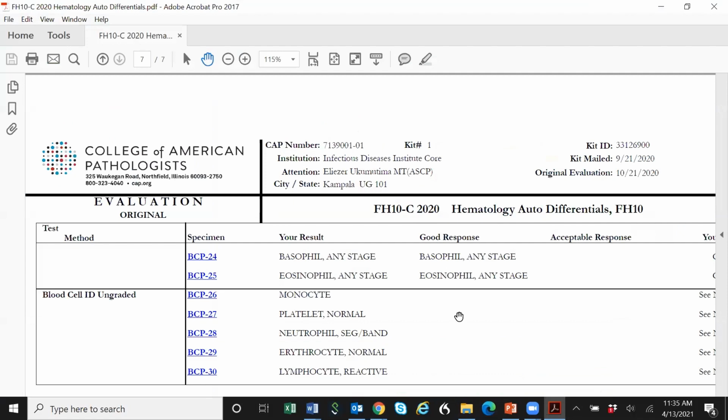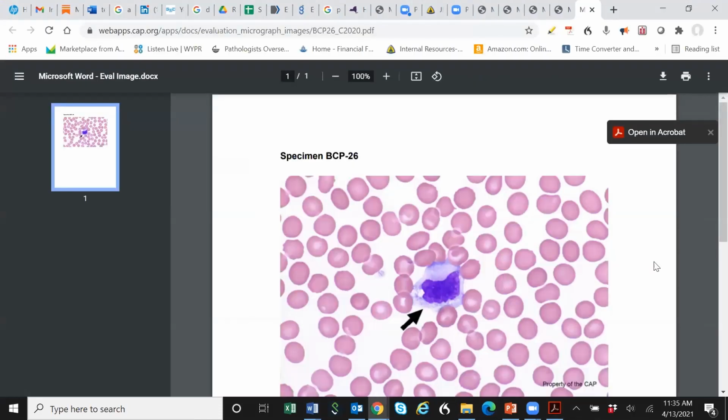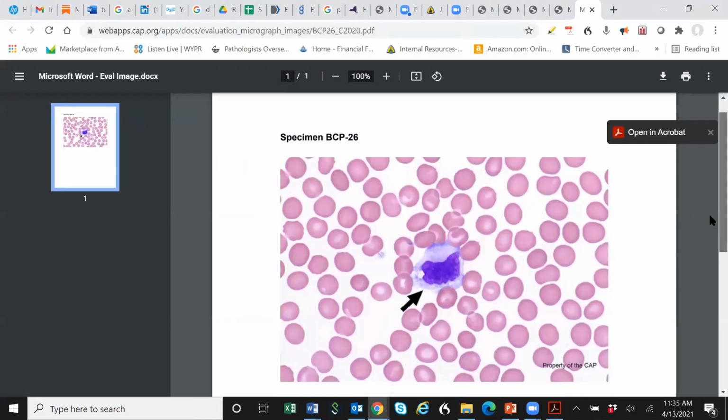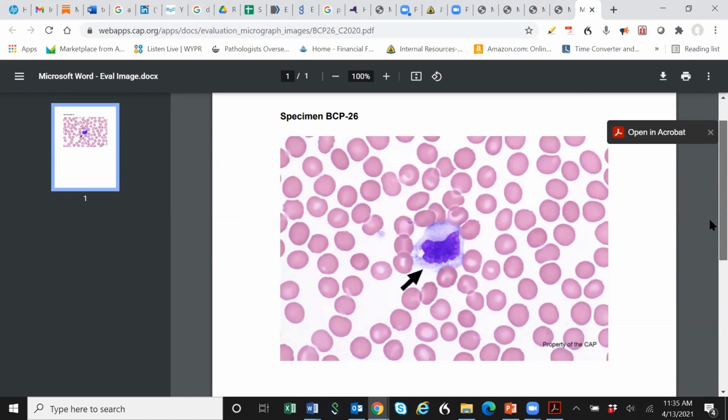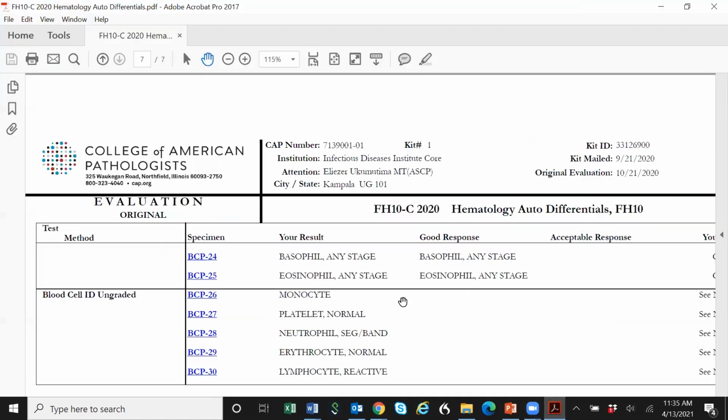In all labs I've been affiliated with, whether the IDI core lab in Uganda or Hopkins, we still review these ones even though they are ungraded, because it helps us become better. This is kind of what it looks like. So this one, the answer is monocytes. Okay, all right. So we've gone through this.